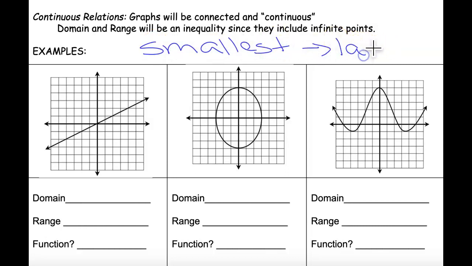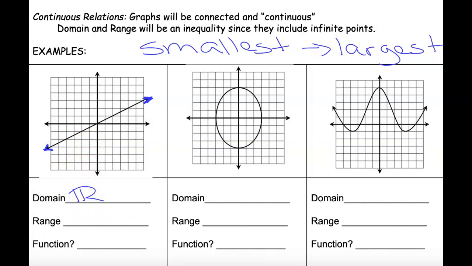So for our domain, we go as far left as we can. For this first example, there's an arrow here that's pointing to the left forever, which means there is no smallest x value, it just keeps going. That means there's no starting point. If I go to the right, there's also an arrow, which means there is no ending point. So our domain for that one is all real numbers.